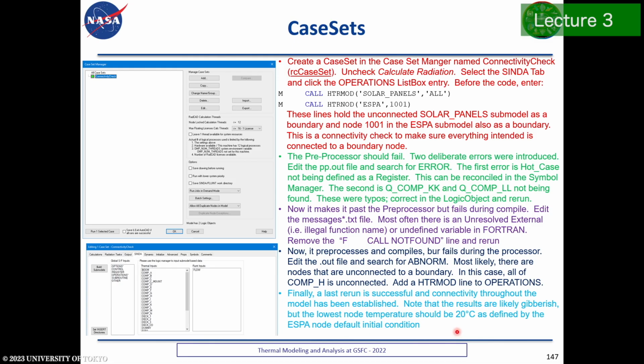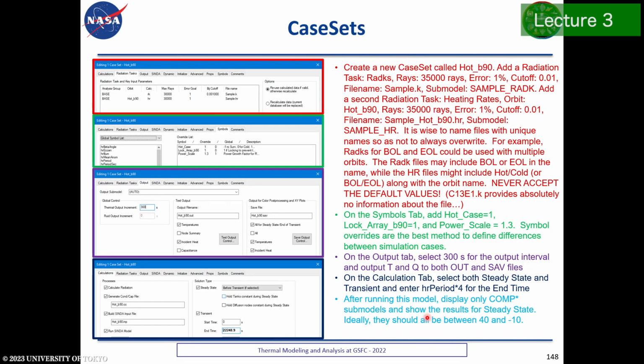So when we get this out, we get gibberish. Lowest temperature is 20 C, which we had assigned somewhere. All the heat loads were working, but it doesn't make sense. This is before we've added any radiation into it. So that's a good check to make sure that you've got connectivity in your model. Then you would move on and define the rest of your case sets.